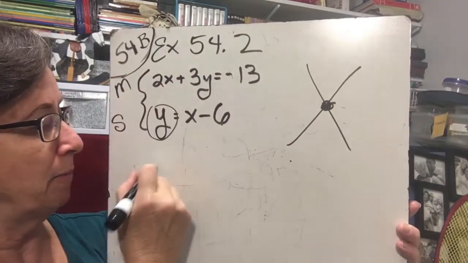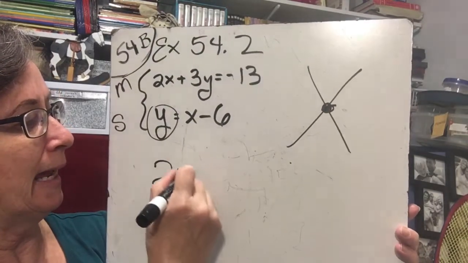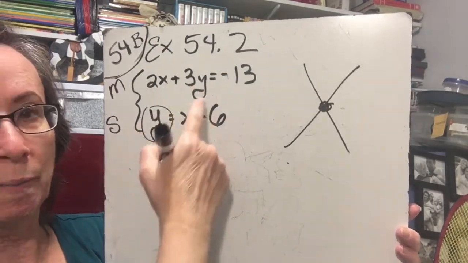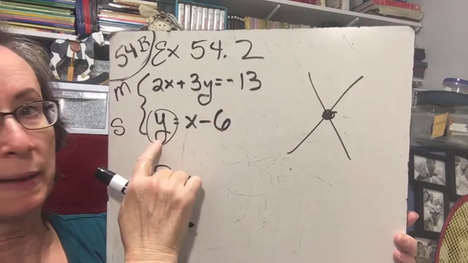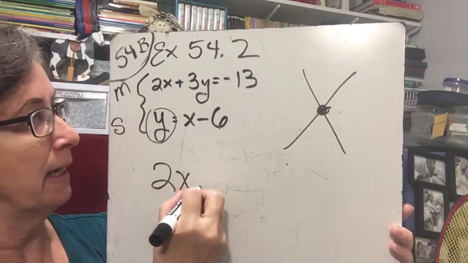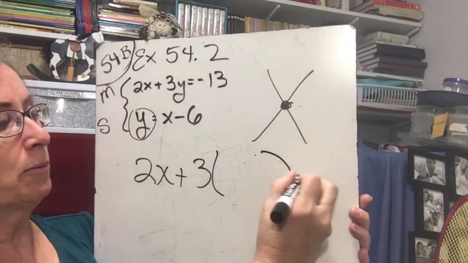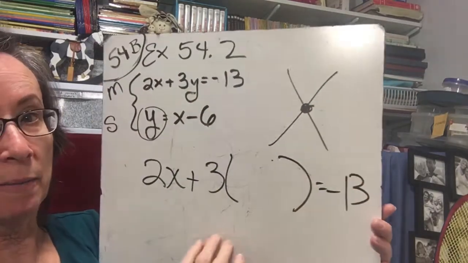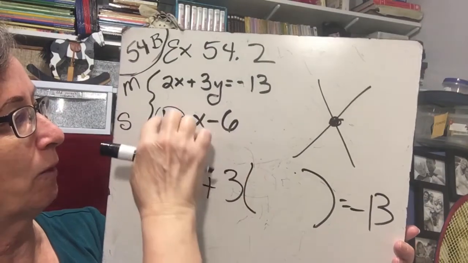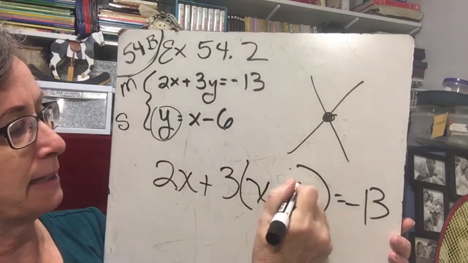I copy down my main equation, and I'm going to leave a hole or parenthesis where my y is, because my y is what I'm going to slide in. So plus 3y equals negative 13. So I put down my equation. Now I'm going to slide in the y is x minus 6.